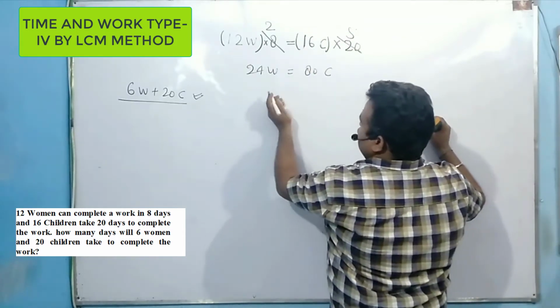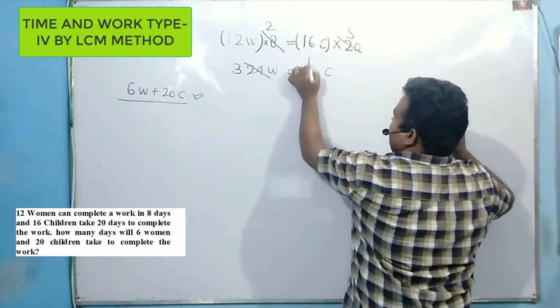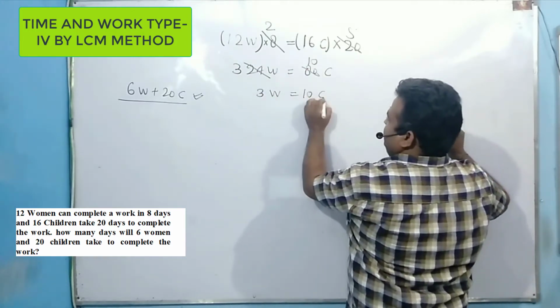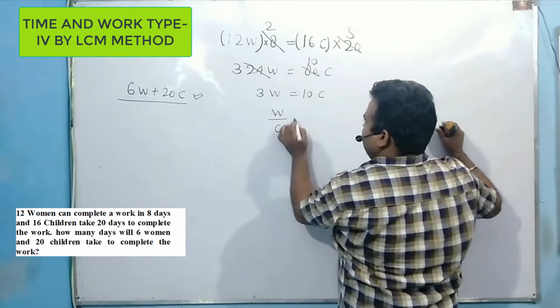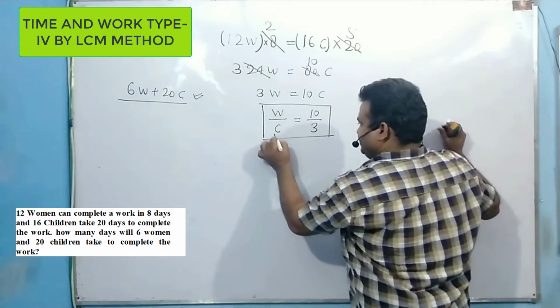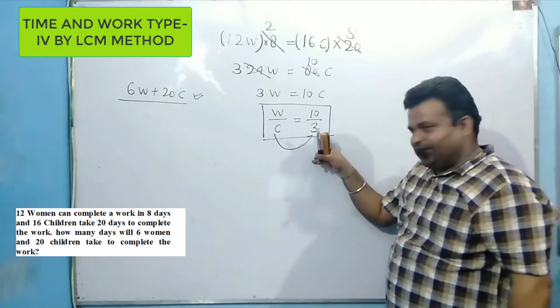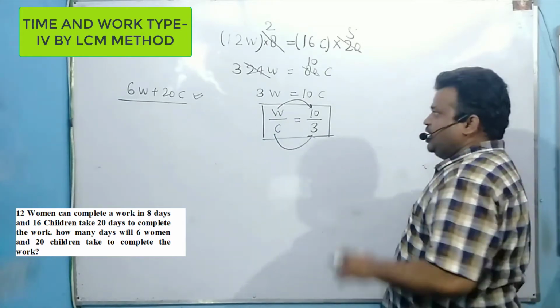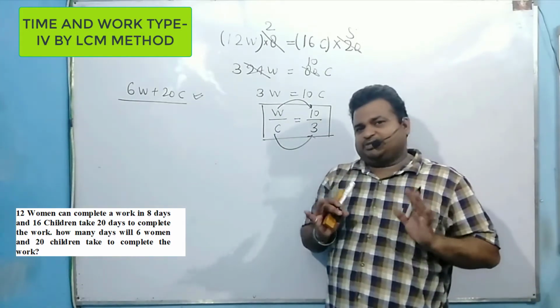So what is the ratio? 8 3s are 24, 8 10s are 80. So 3 women equal 10 children. So what is the ratio of women and children? The women and children ratio is 10 to 3. So if children manufacture 3 units per day, women manufacture 10 units per day. Clear?